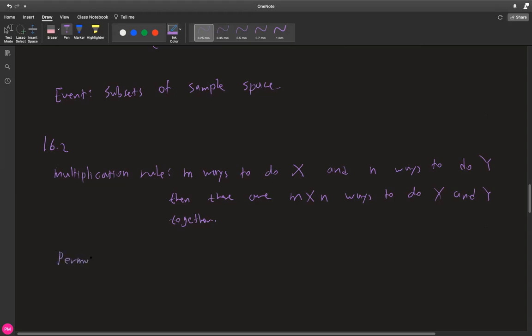Permutation. So permutation is an ordered selection of r objects from n objects. And the formula is simply nPr, and it's simply n factorial over n minus r factorial.